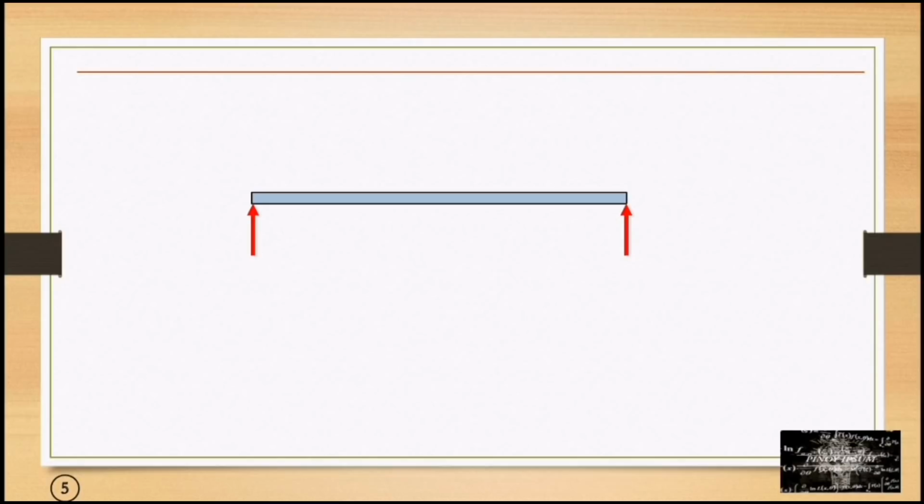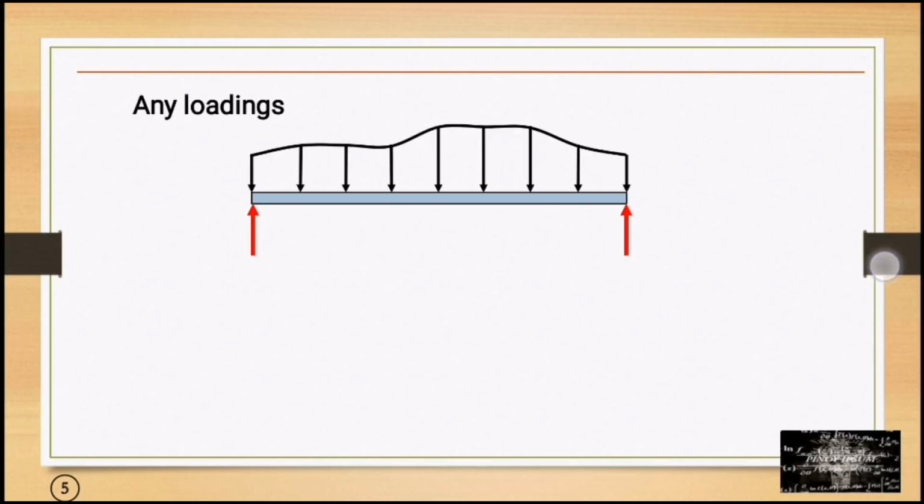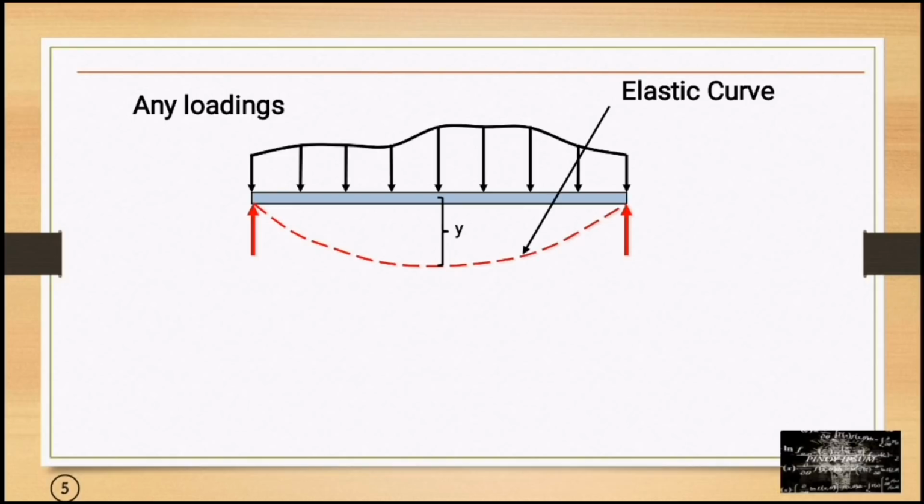Now we have this beam. Due to any loadings, it will deflect, and the deflection y is represented by the elastic curve. Let us take 2 points on the beam, say point A and B, and draw the tangent lines to points A and B. Then theta A and theta B represent the slope of the tangents at points A and B. Our target is to solve the change in slope between A and B.